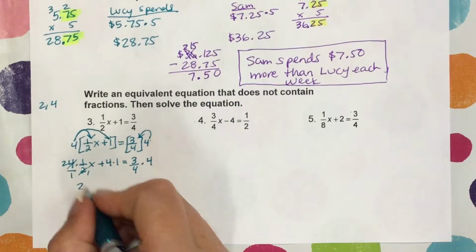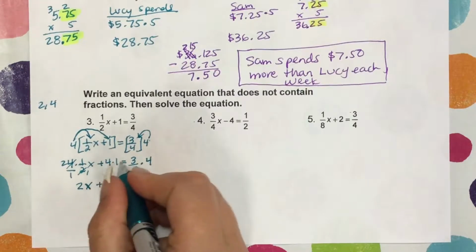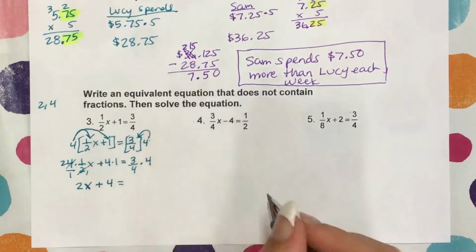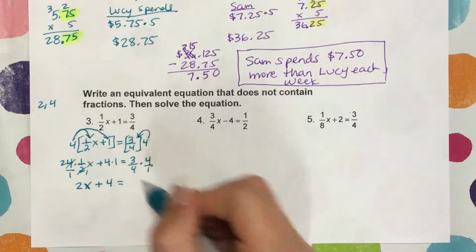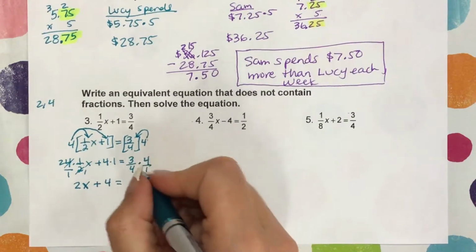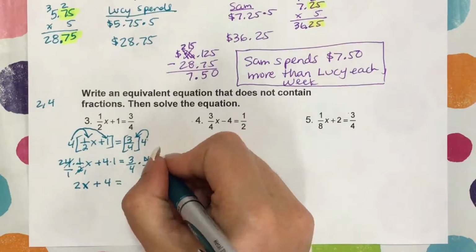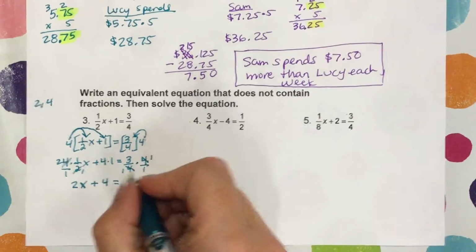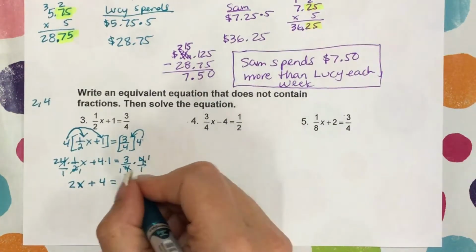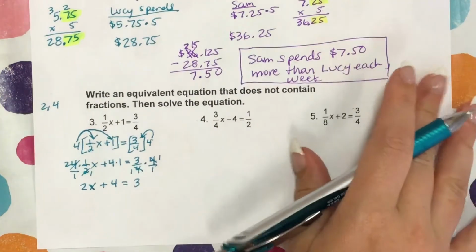2 over 1 is the same thing as 2, so I have 2x plus 4 times 1 is 4 equals, I'm going to make this a fraction, 4 over 1. Whenever I'm multiplying fractions, I look to cross cancel first. The 4 and the 4 have a common factor of 4. 4 goes into 4 one time, 4 goes into 4 one time. I multiply across and I get 3 times 1, which is 3, over 1 times 1, which is 1, and 3 over 1 is just the same thing as 3.